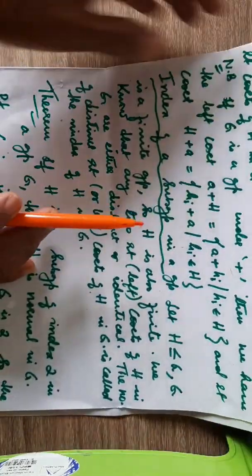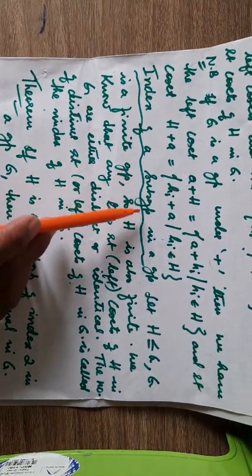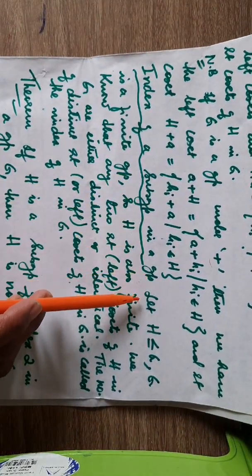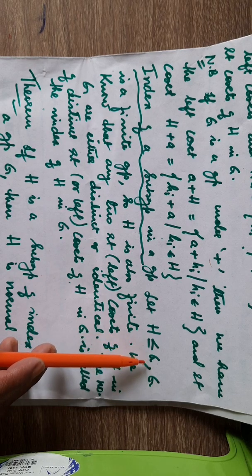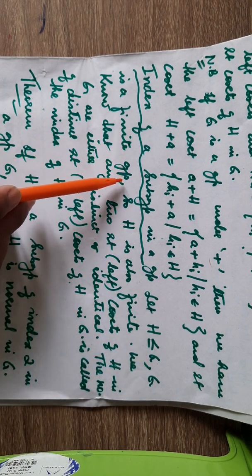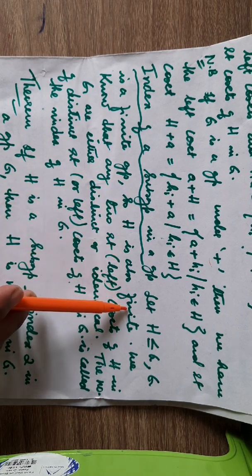Now index of a group. Index of a subgroup in a group is defined in this way. Let H be a subgroup of G, where G is a finite group. That means G contains only a finite number of elements. So H also must be finite.